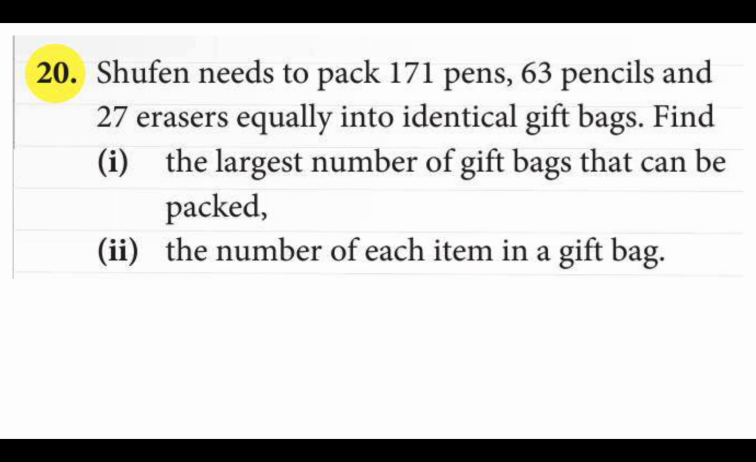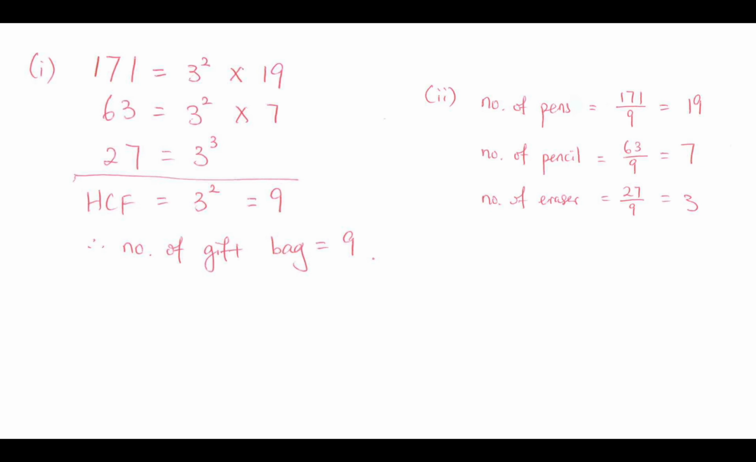Right, next question. So Sufan needs to pack 171 pens, 63 pencils, and 27 erasers equally into identical gift bags. So we are supposed to find the largest number of gift bags and then the number of each item. So the gift bags, of course, we will have fewer gift bags needed compared to the number of items. So we are trying to find the HCF in this particular instance. So we have the three numbers 171, 63, and 27. Again, using the technique that has been practiced a couple of times in the earlier questions already, we should get the HCF as 9, right? 3 squared. That means the number of gift bags is actually 9.